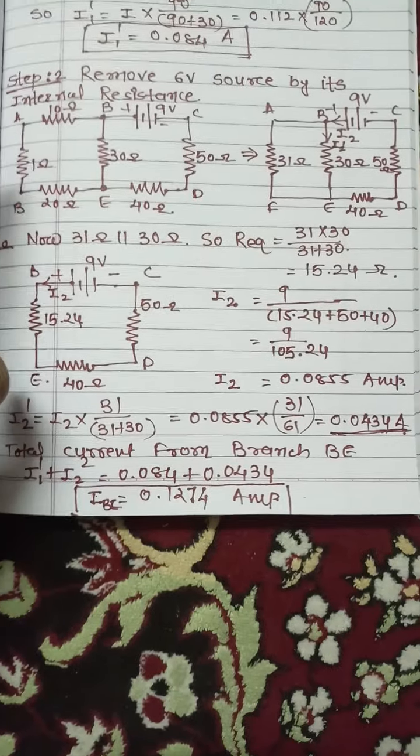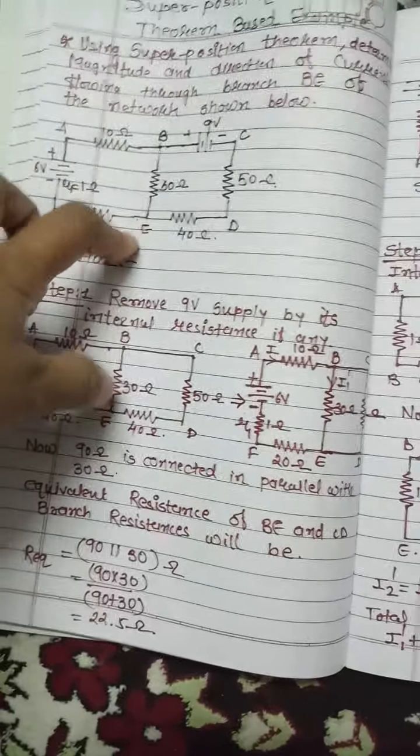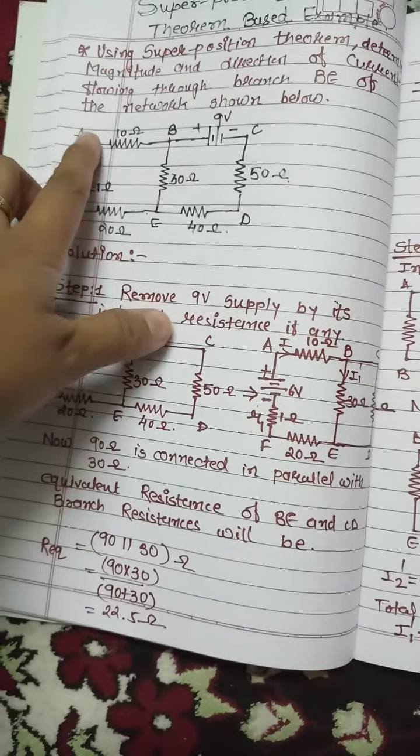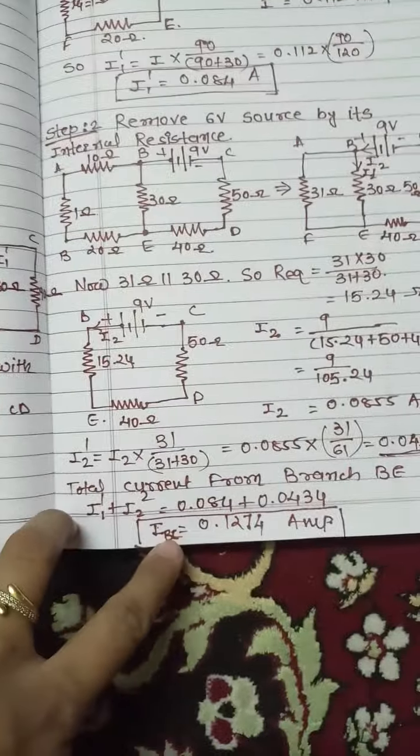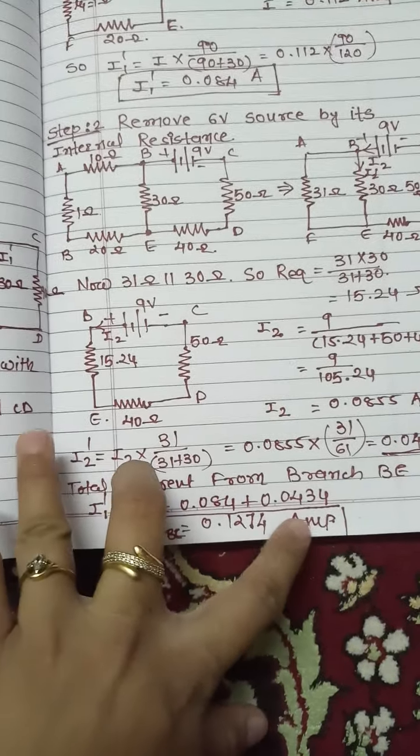Now finally, the total current flowing through the branch BE is the current due to the 6 volt source plus the current due to the 9 volt source, the summation of both currents. So you will find 0.1274 ampere.